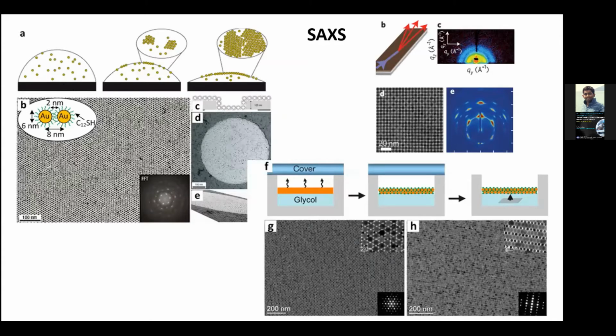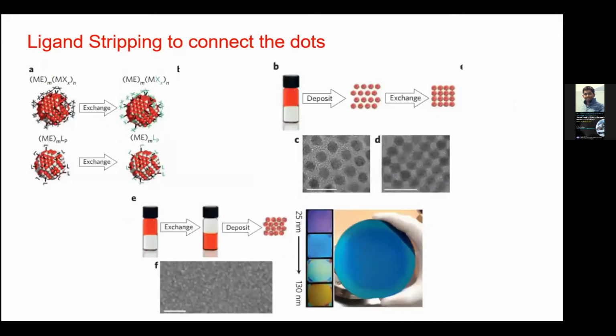And at the same time, the ligand will be removed from the surface. Now you can see these are the ligands on the surface, like oleic acid, oleylamine, etc. And these oleic acid or oleylamine bind in different kinds of ways.